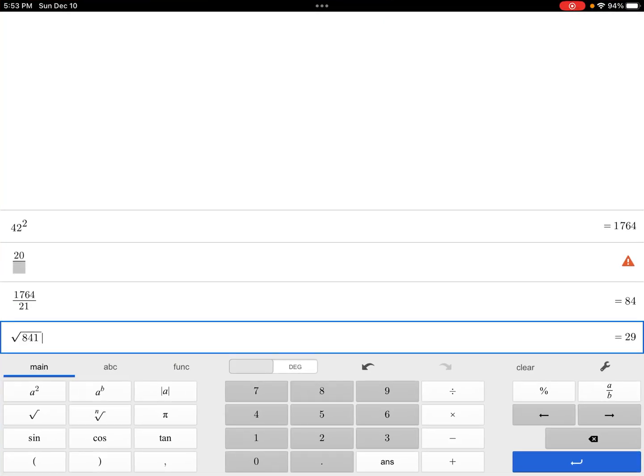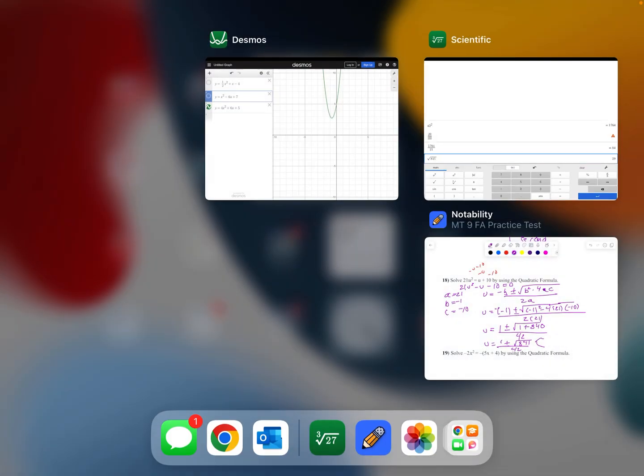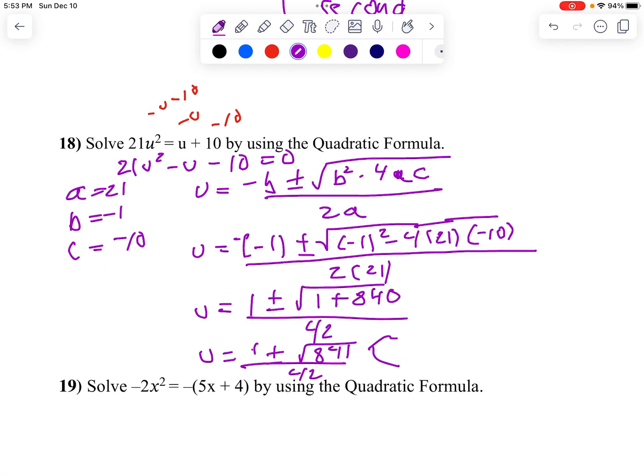We've done that before. I was going to say that seemed familiar. So that's 29. So it's, let me back it up here, it's 1 plus or minus 29. Oh, you know what? We've done this problem before, haven't we? This was completing the square. That's why it looks so familiar.